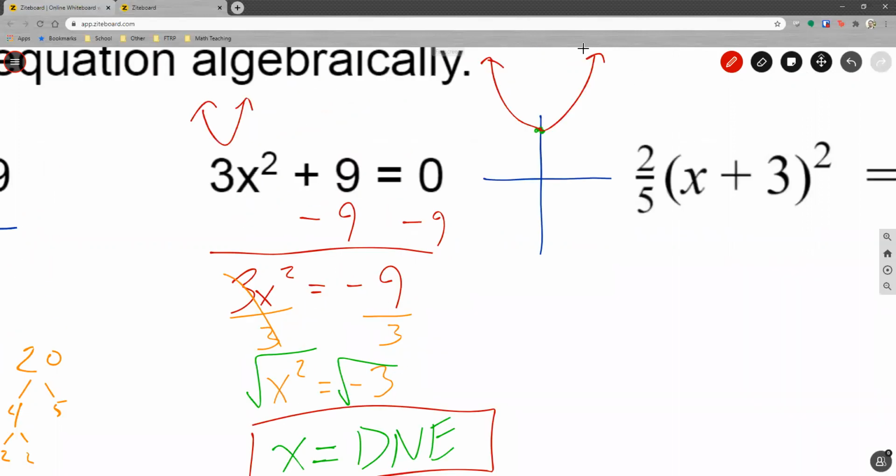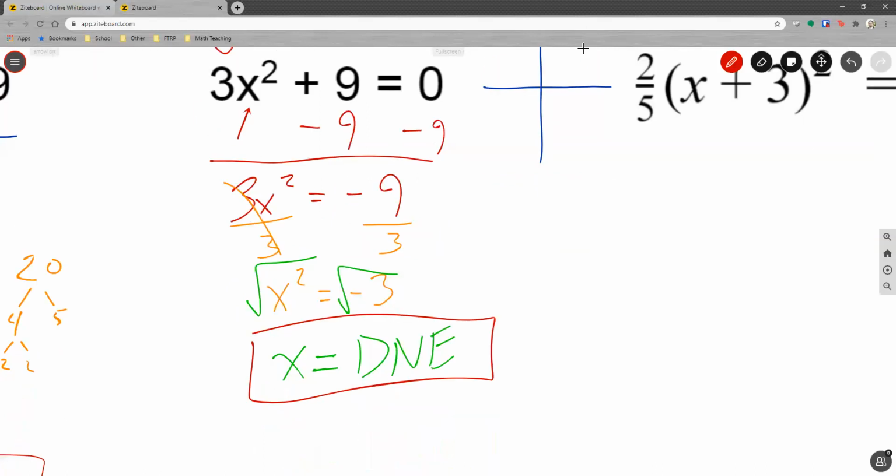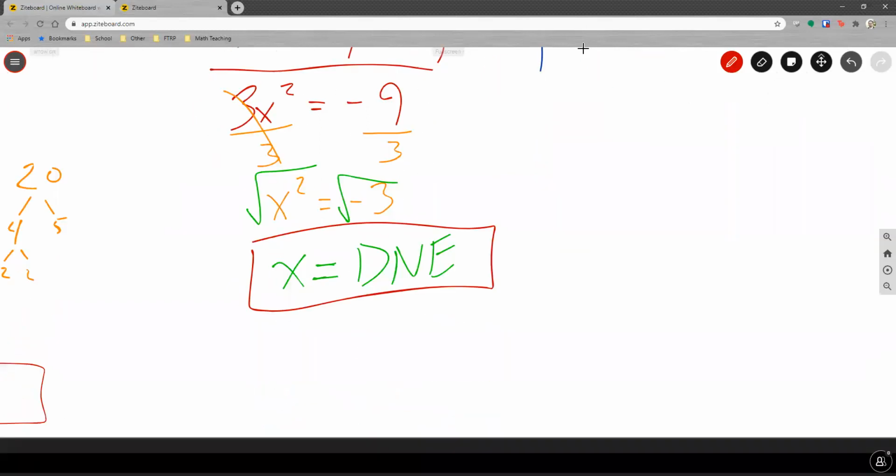I can't plug any value in for x where I square x, because if I square any x value, it's going to give me a positive value. Positive value times 3, still positive. Positive value plus 9 will be a bigger positive number and definitely not equal to 0. So it does not exist. I will add this little note though. Well, not with arrow signs. Let's try that again.